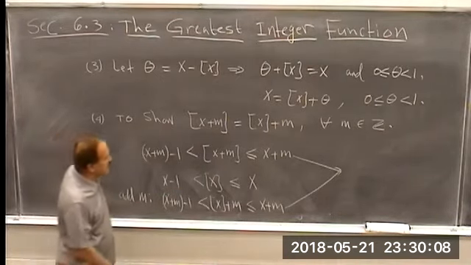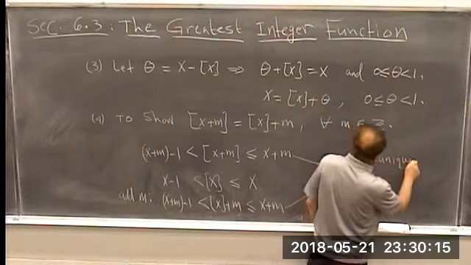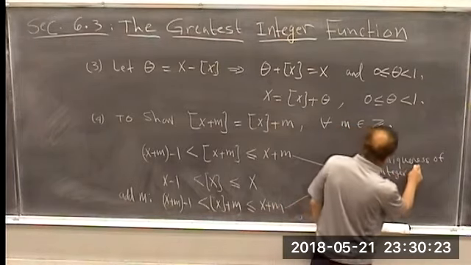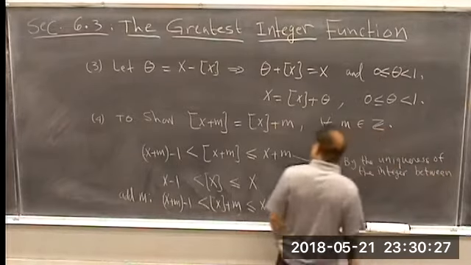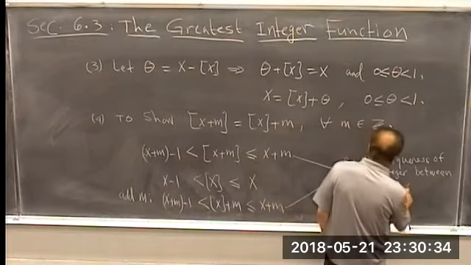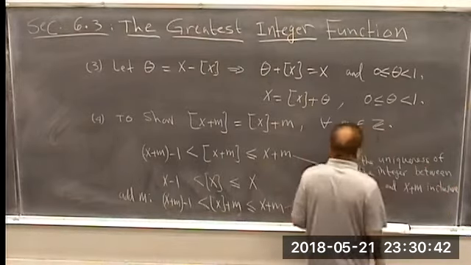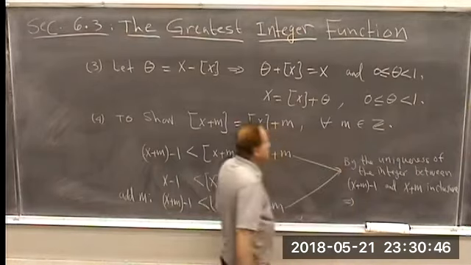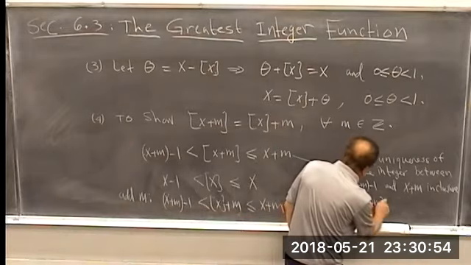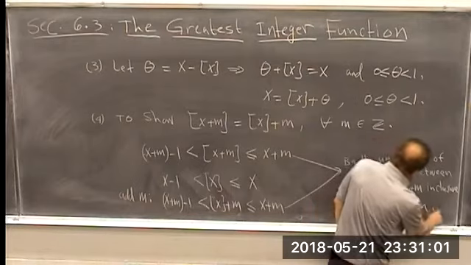All right, now by the uniqueness of the integer between x + m - 1 and x + m, where this one is inclusive, it could be less than or equal, this implies that these two integers must actually equal each other. So this means that floor(x + m) is an integer, and floor(x) + m is an integer, and they must equal each other.